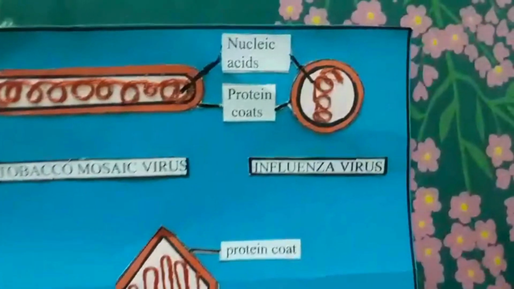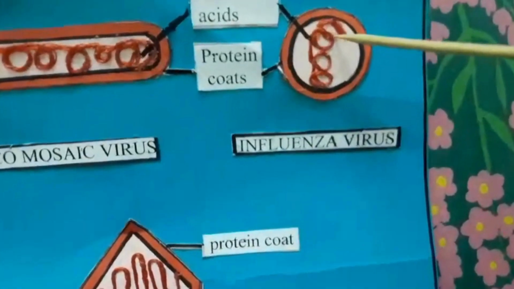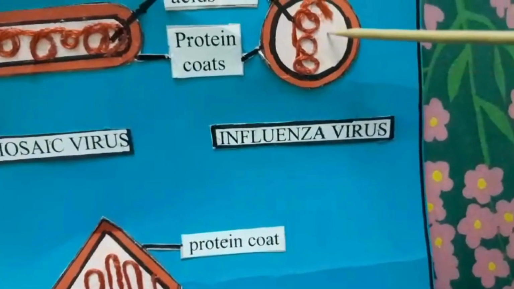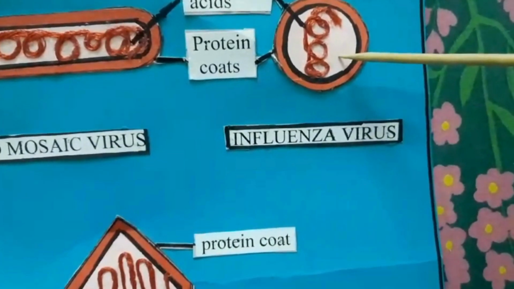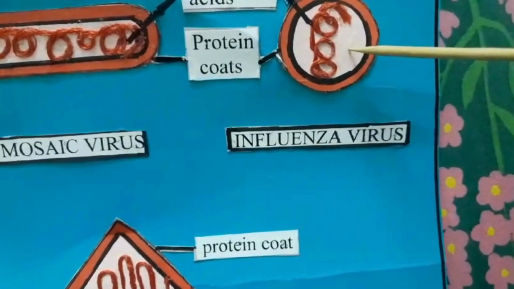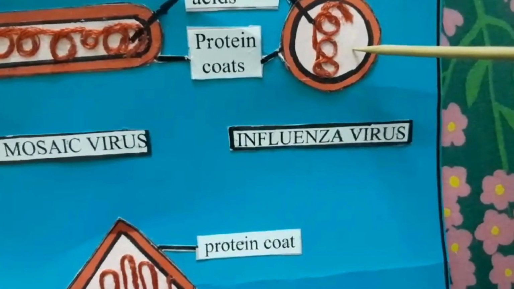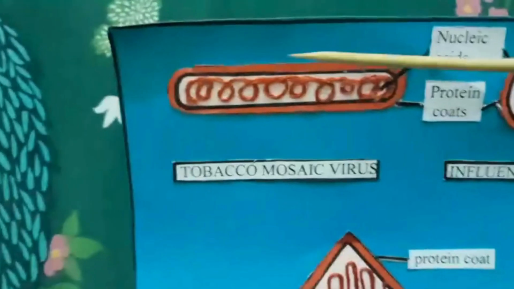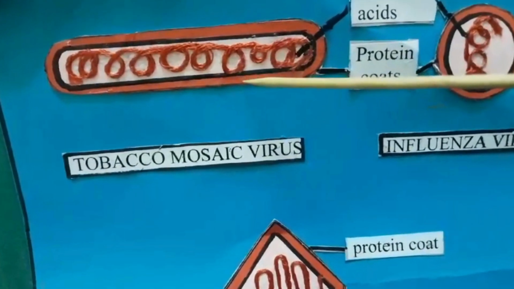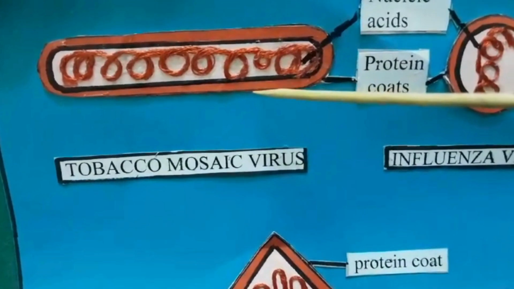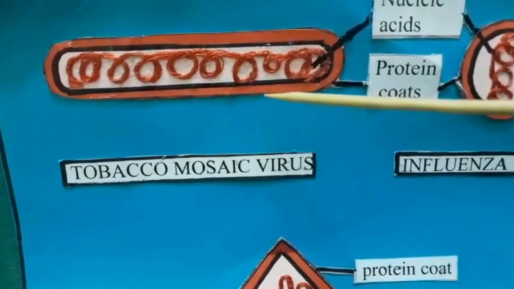We have viruses of other shapes. This is the round-shaped virus. It causes the disease influenza, and the round-shaped virus also causes the disease corona. We have this rod-shaped virus. It causes disease in the tobacco plant.